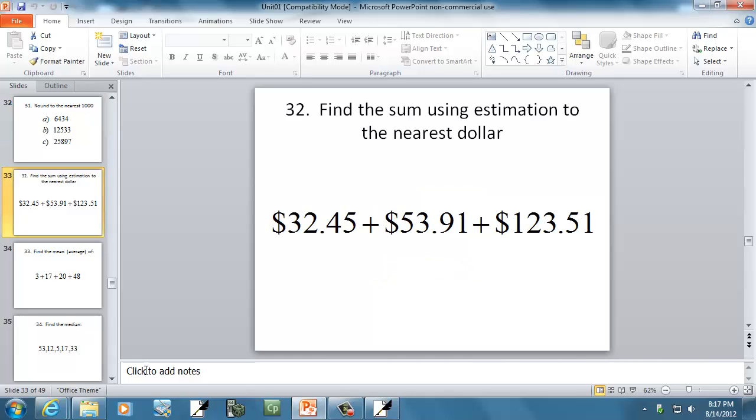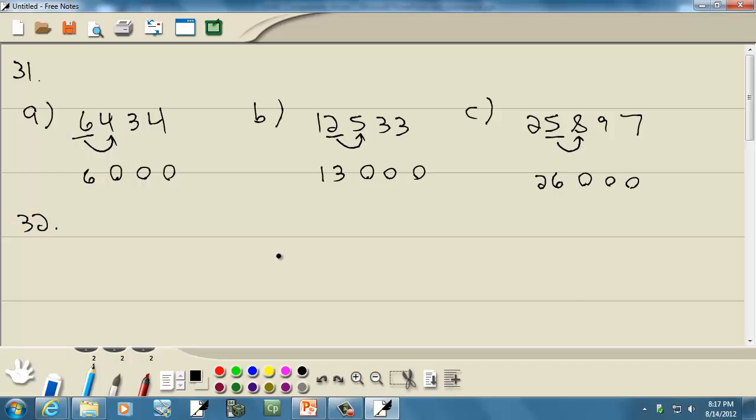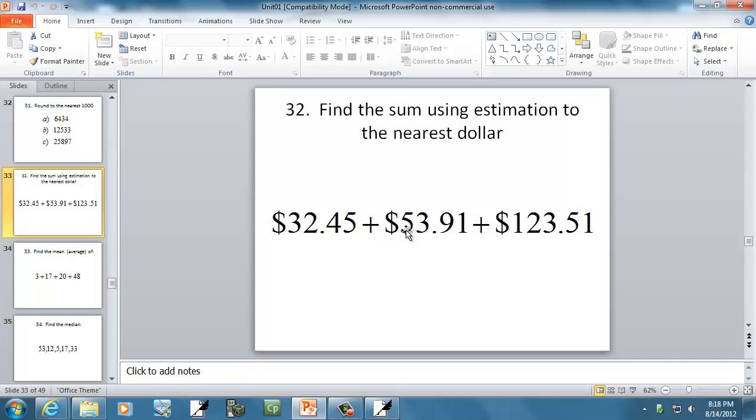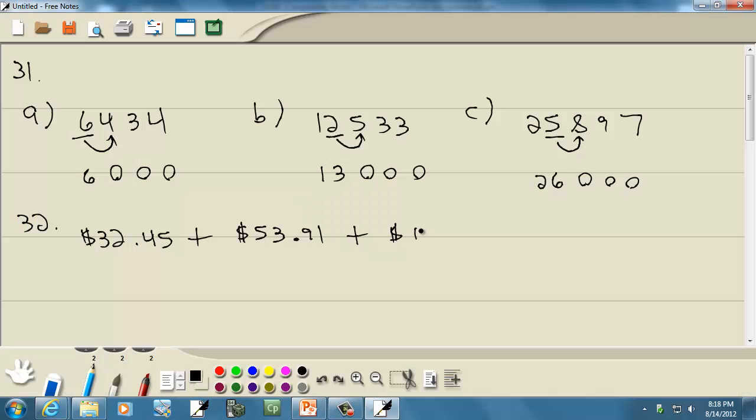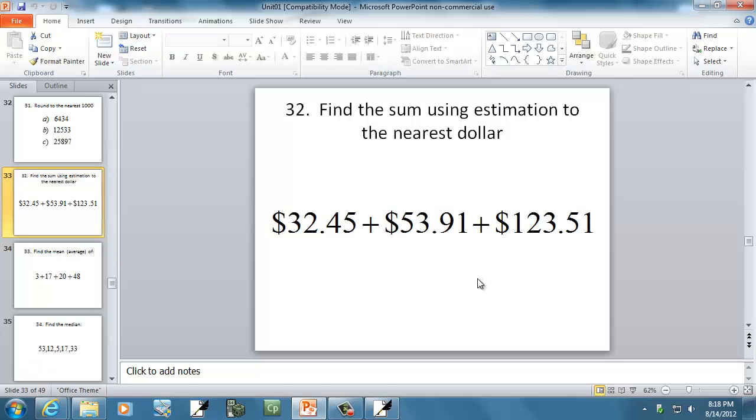Okay. Now 32 says, find a sum using estimation to the nearest dollar. So we got 32.45. This is something you do a lot in Walmart, though usually I round up just so I make sure I have enough money, if I'm paying with cash. 53.91 and 123.51. The instructions say find a sum using estimation to the nearest dollar.